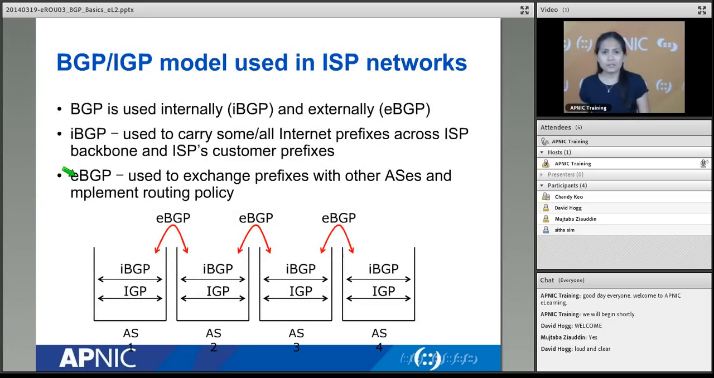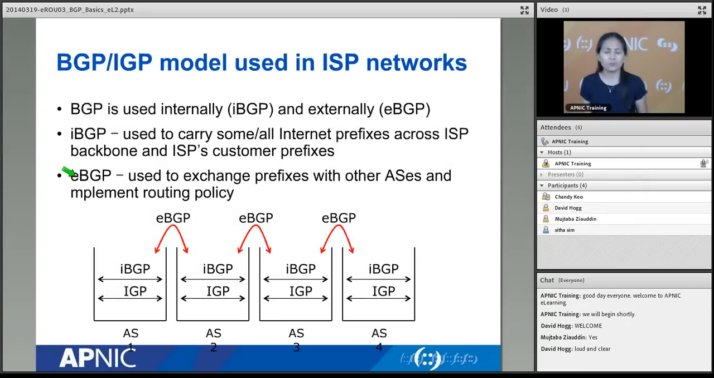Okay, now this is like the BGP IGP model, and most ISP networks, when they use BGP, they use an IGP. With BGP itself, as I've said, it can be used internally and externally. We've got iBGP and also eBGP. So it's one protocol, but the function is split into two. iBGP, we've already discussed, is mostly used to get prefixes from outside and distribute them within our network. But eBGP is exchanging prefixes with other autonomous systems.